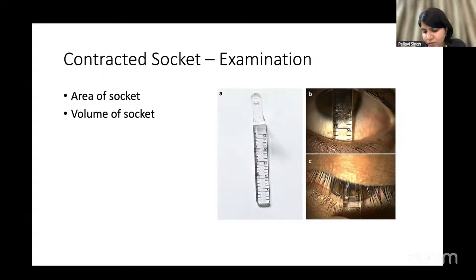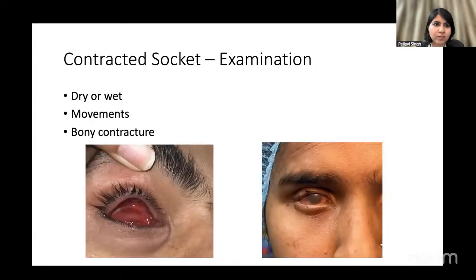Now, these are not really used for practical considerations, but examiners like to know that you know how to measure the volume. Even if they're not expecting you to actually demonstrate it, they do expect you to know how we can measure the volume and the area of the socket.